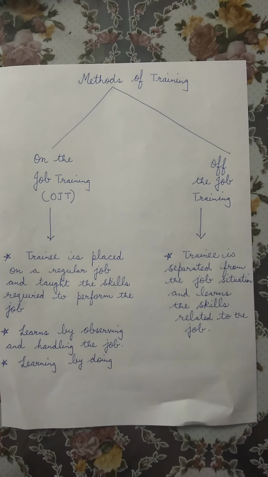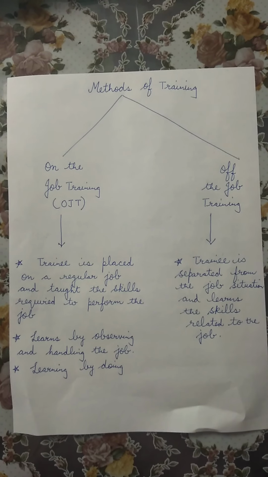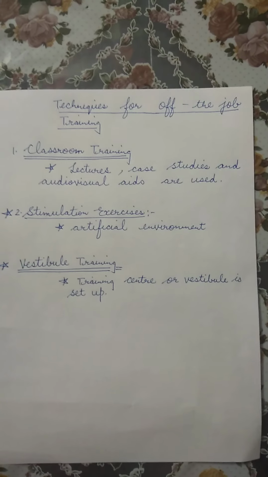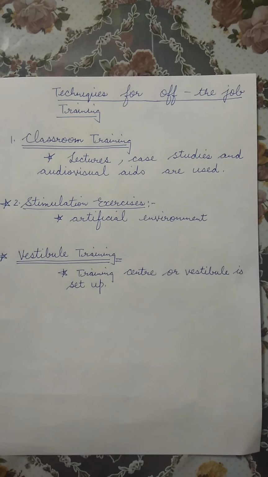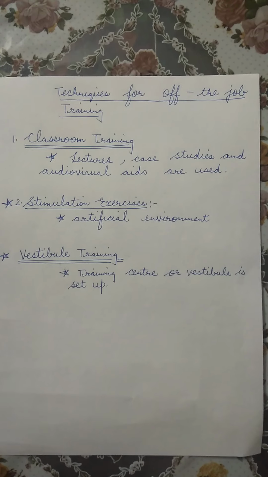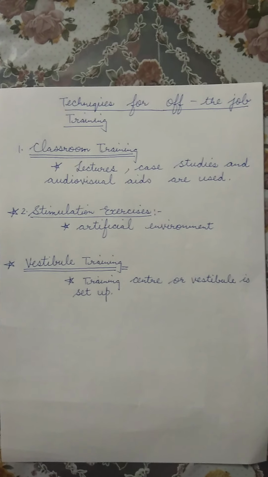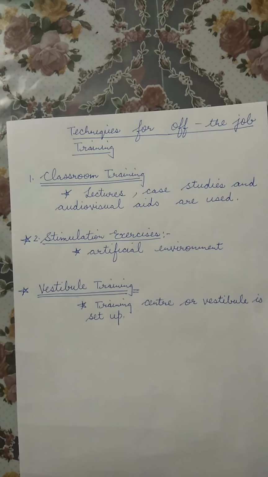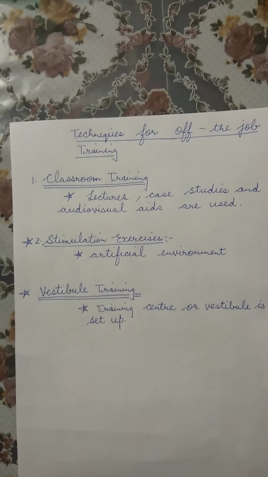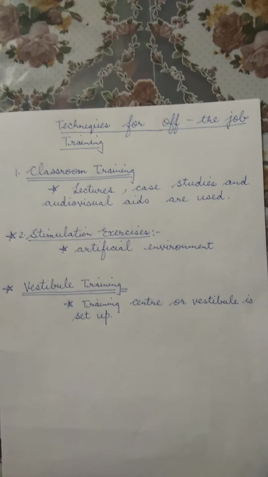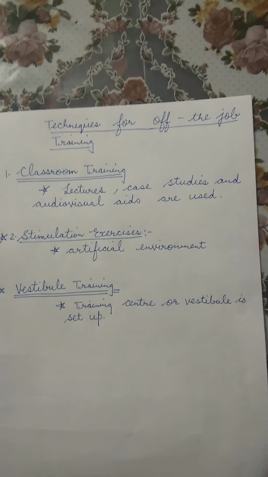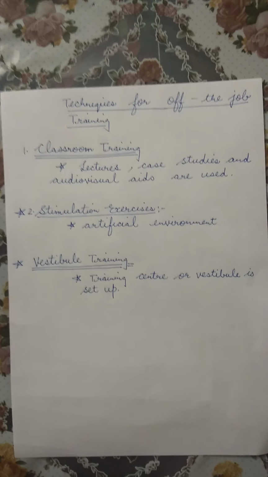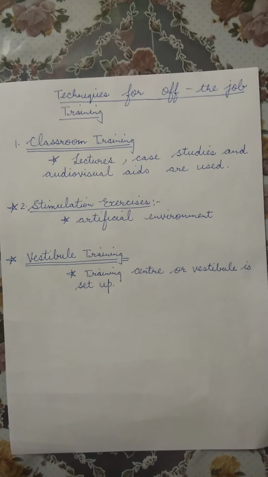Now children, let us talk about the different techniques which are used under off-the-job training. The first kind of technique used for off-the-job training is classroom training. In this case, just like what a teacher delivers in a classroom, there are lectures, case studies, and audiovisual aids which are used to train the trainees or the employees of the organization.